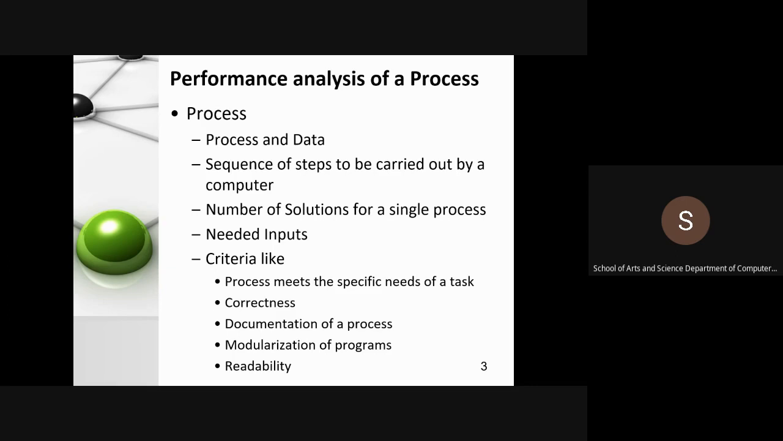So now we are at a stage to discuss this topic: performance analysis of a process. So far we have covered some preliminaries of process and data. That means what a process is, how to select the process, and how to execute the process. So as a whole, we can define them once again. First, we define what a process is. A process is nothing but a sequence of steps to be carried out by a computer.